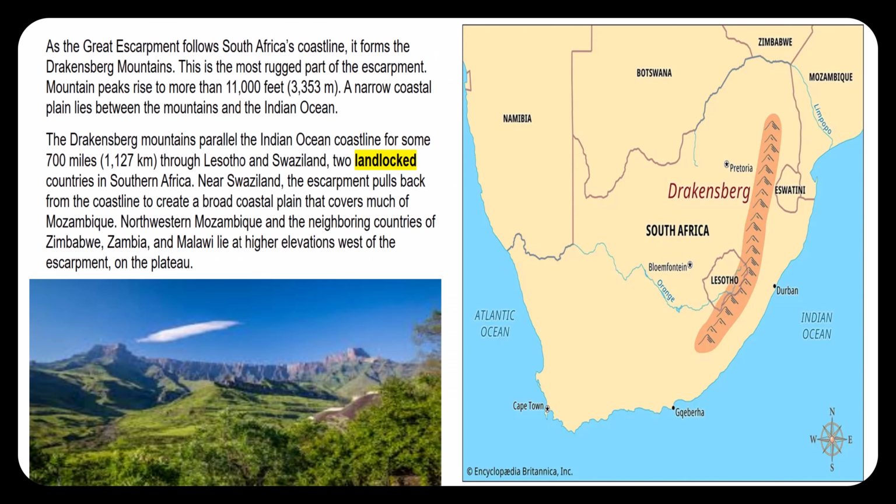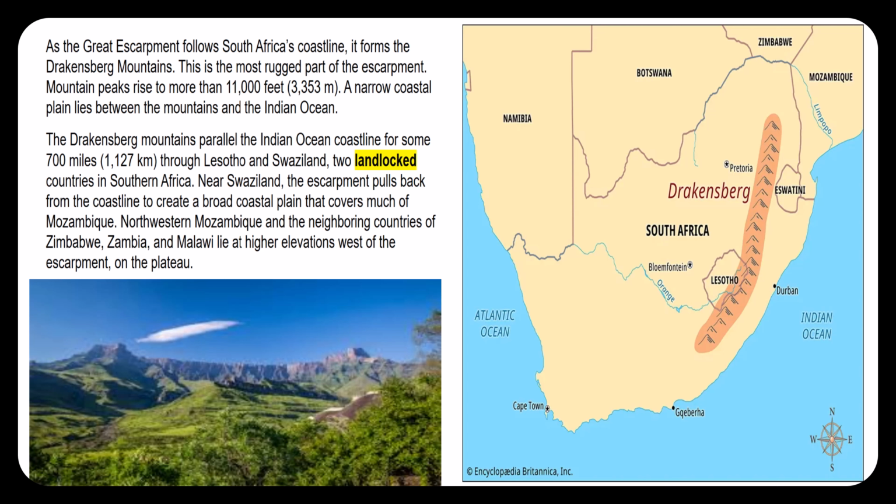As the Great Escarpment follows South Africa's coastline, it forms the Drakensberg Mountains, pictured bottom left. This is the most rugged part of the escarpment. Mountain peaks rise to more than 11,000 feet. A narrow coastal plain lies between the mountains and the Indian Ocean.